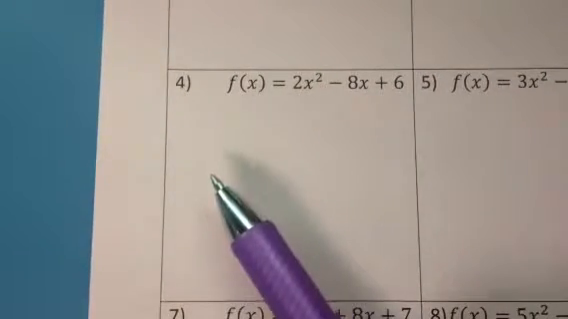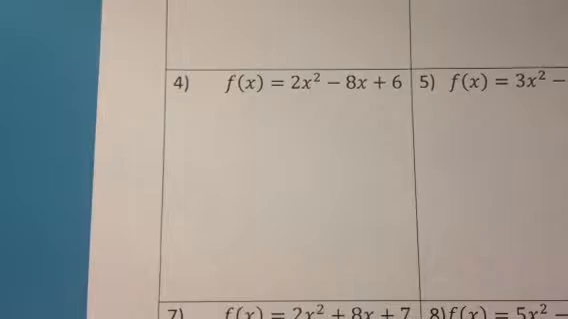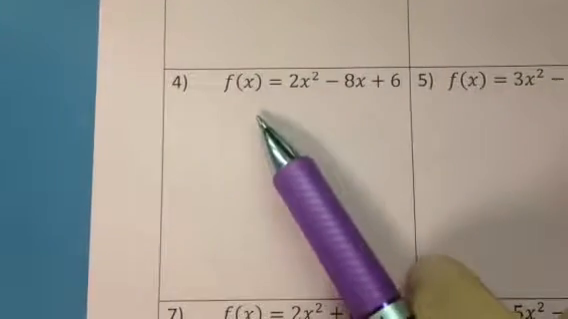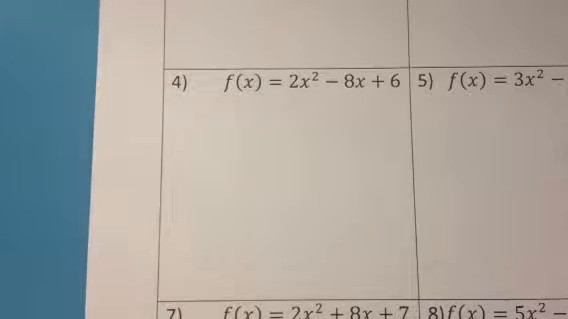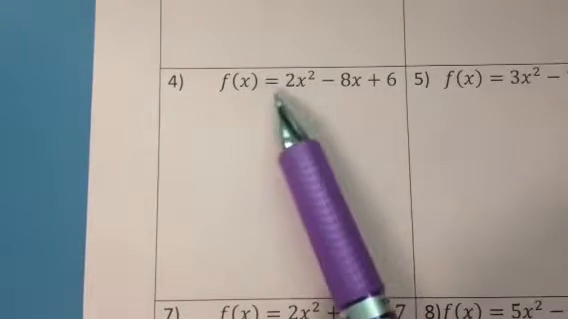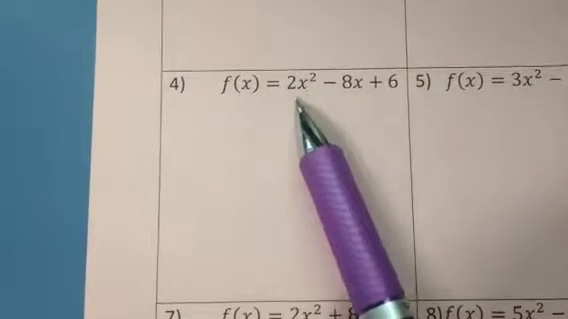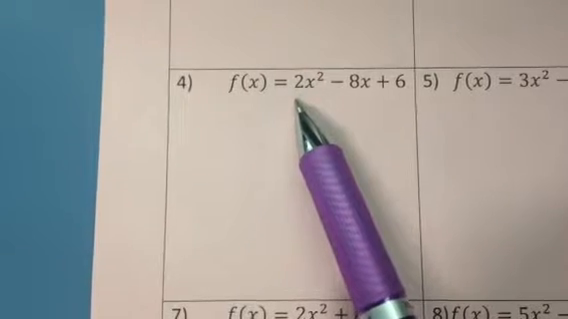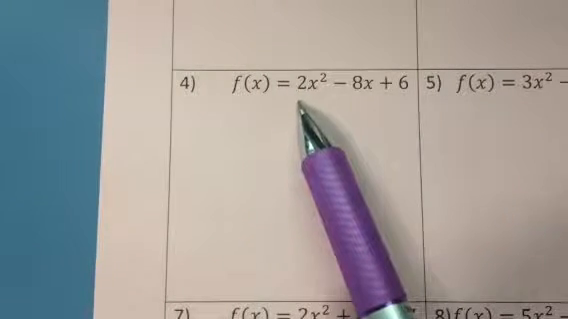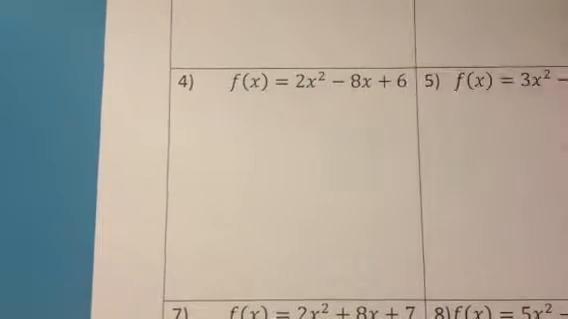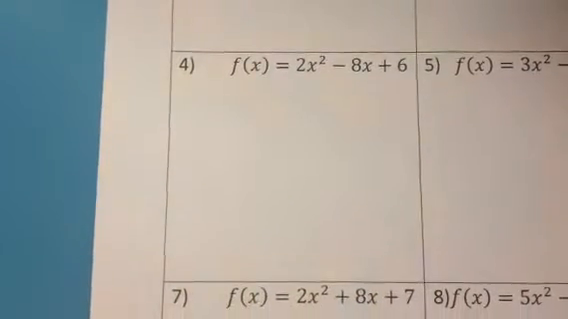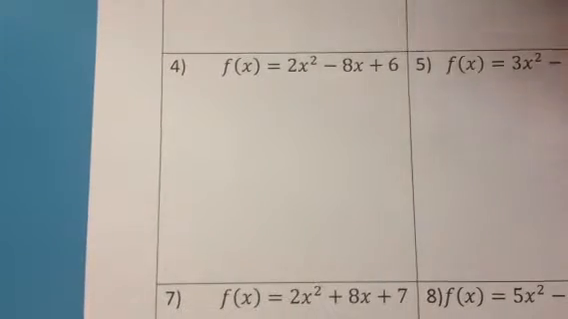What you'll notice is different in these is that now all of these problems 4 and on have an a value, so a coefficient of x squared that's not 1. In number 4, our coefficient of x squared is 2. So that's just going to add a couple things to what we consider when we're doing vertex form. I'm going to walk you through a few of these.